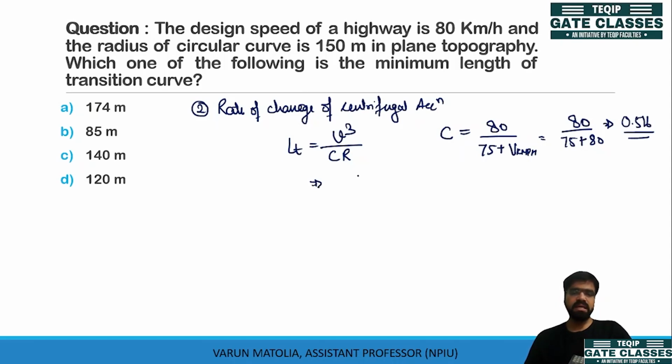V is 80 kilometers per hour, but what we need to put here is the value in meters per second. So let us multiply it with 0.278, and then the C value is 0.516. What is R? R is the radius, which is 150. Now let us calculate.